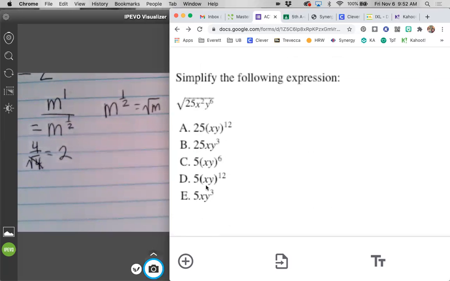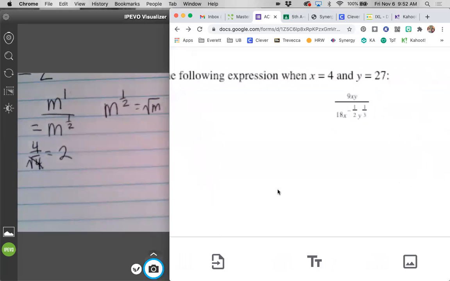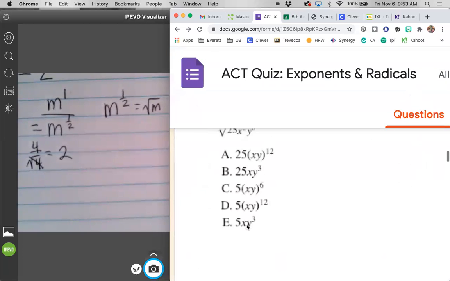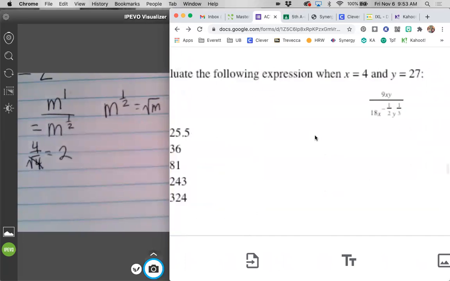All of these other x's, this one is raised to the 6th power. This one is raised to the 12th power. So I hope what you're seeing is, if you know these rules, these are some quick places to pick up some points on the ACT. That one was E. Okay, let's go here.